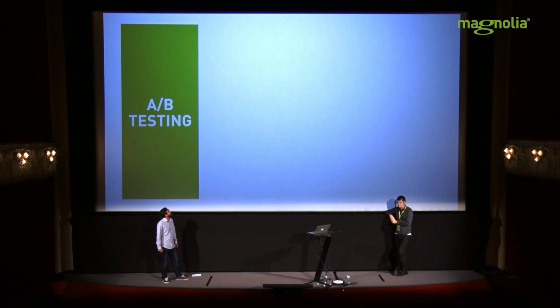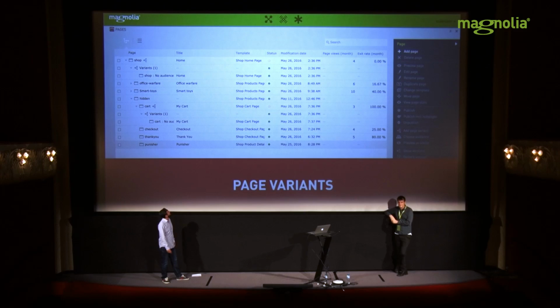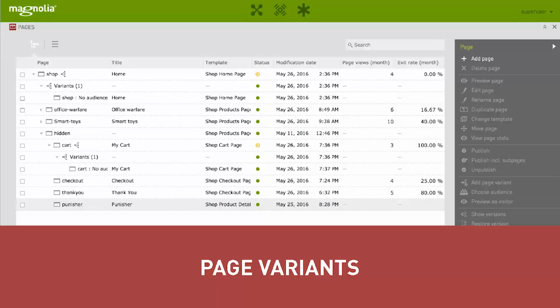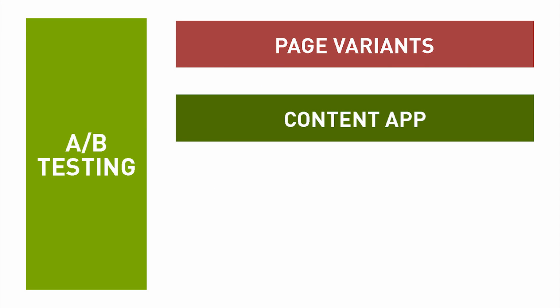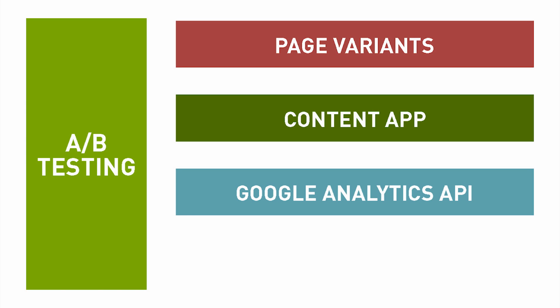The A/B testing module will let you use page variants from personalization, so you can create variants for each test variation. It will also give you a content app for managing all the experiments, the analytics experiments created. You can start and stop them all there in the same place. It will use the Google Analytics API.